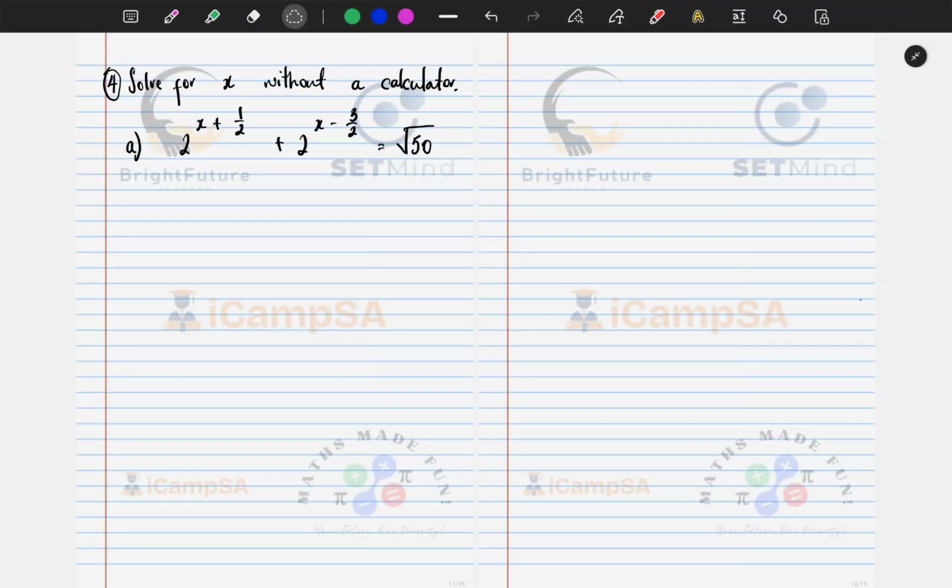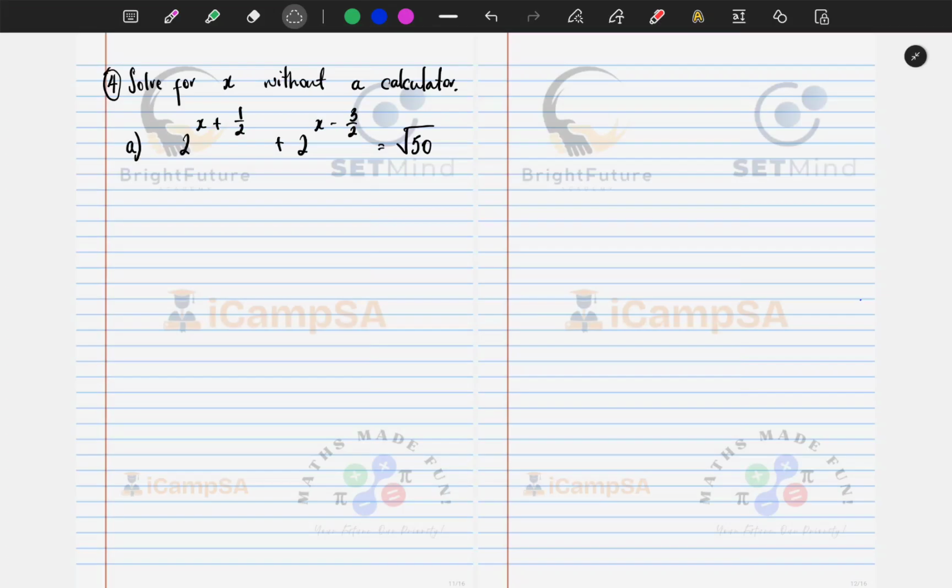Today we have a very interesting question where we are required to solve for x without a calculator, and we are given 2 to the power of x plus 1 over 2, plus 2 to the power of x minus 3 over 2, equals root of 50. So this is your typical exponential equation for paper 1. Usually you find it in your exams, tests.